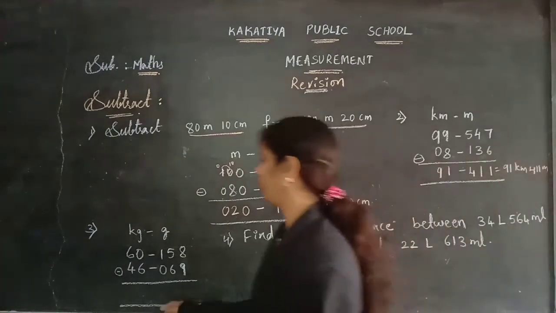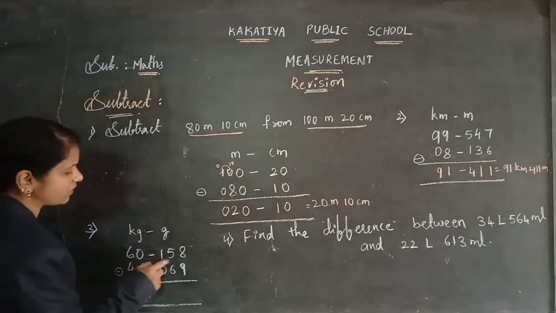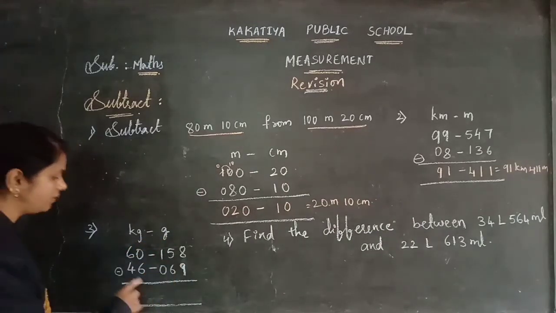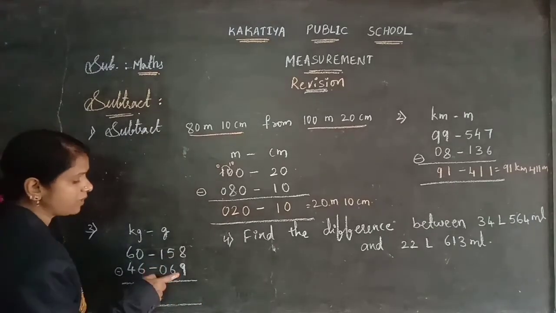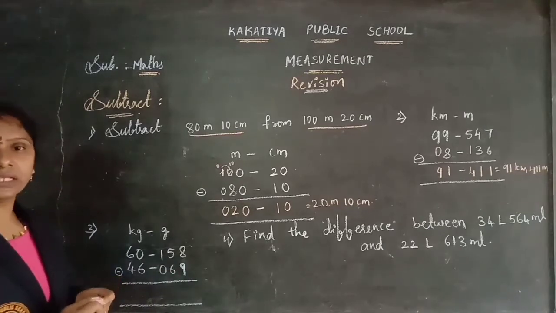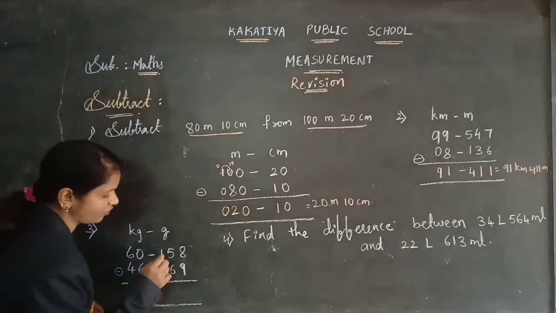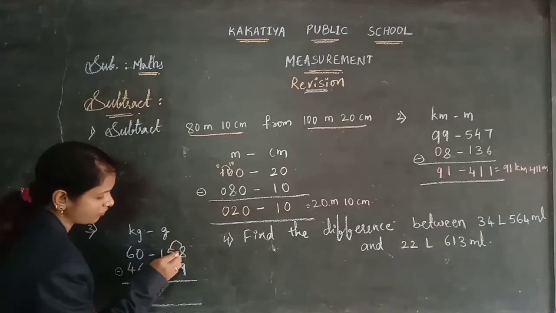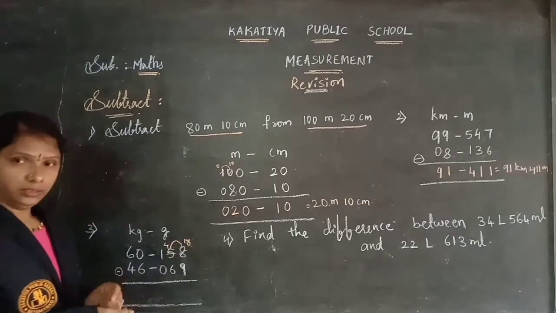Let's do the third problem, which is here. Kilograms and grams. 60 kilograms 158 grams and 46 kilograms 69 grams. Let's subtract here. 8 minus 9. Is it possible, children, 8 minus 9? No. So we need to take the borrow here, from 5. If I take the borrow from 5, 5 will become 4 and 8 will become 18.